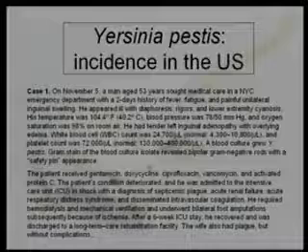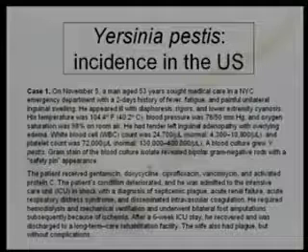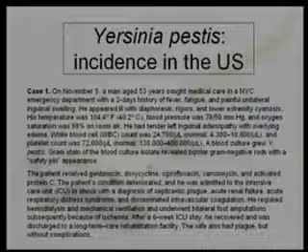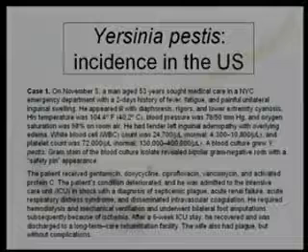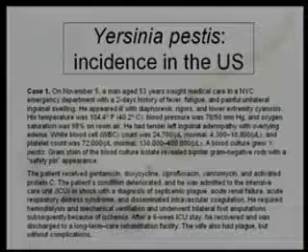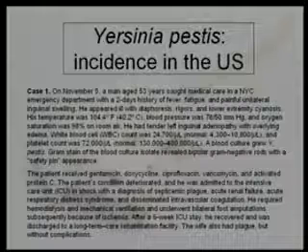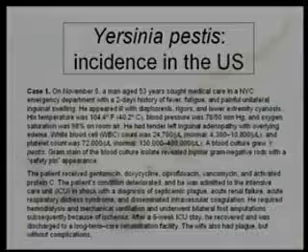The patient's condition deteriorated, and he was admitted to intensive care in shock with a diagnosis of septicemic plague. Acute renal failure, acute respiratory distress syndrome, and disseminated intravascular coagulation. That's one of the pathogenic mechanisms, coagulation.